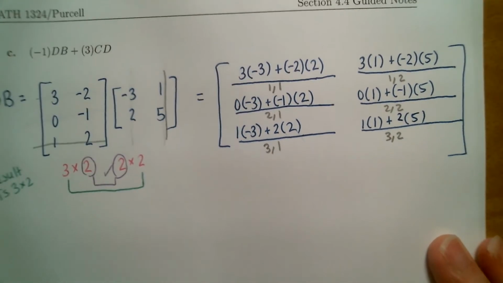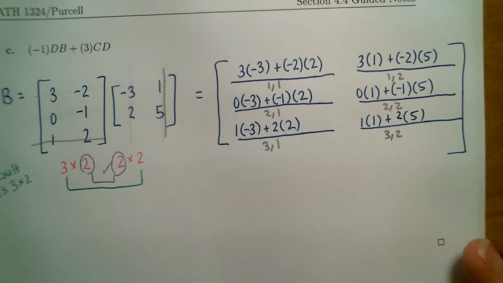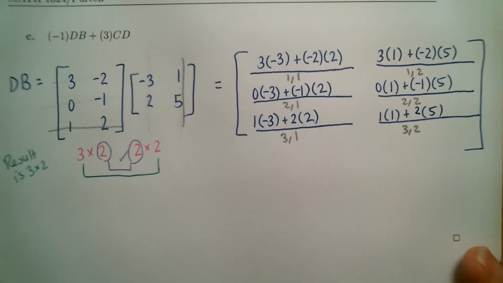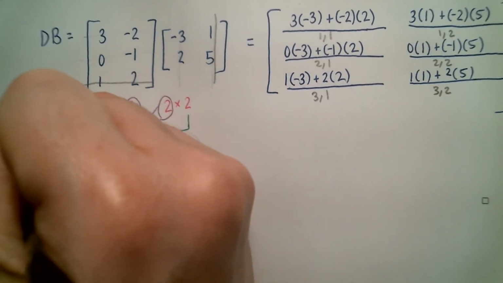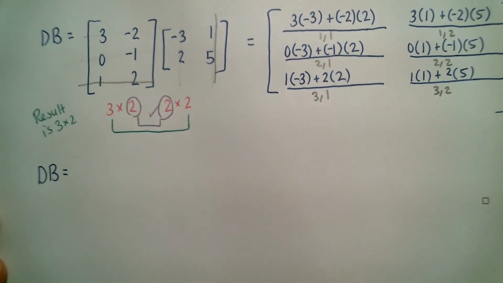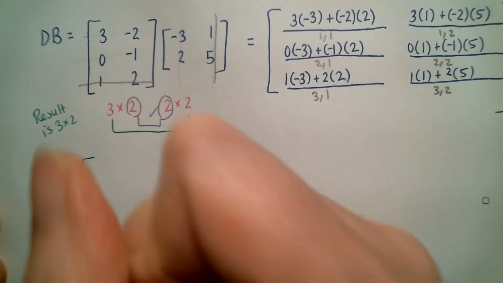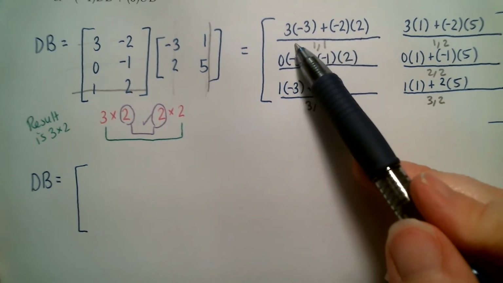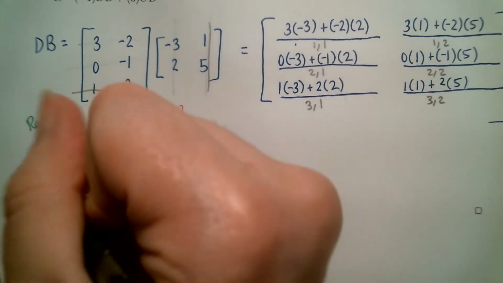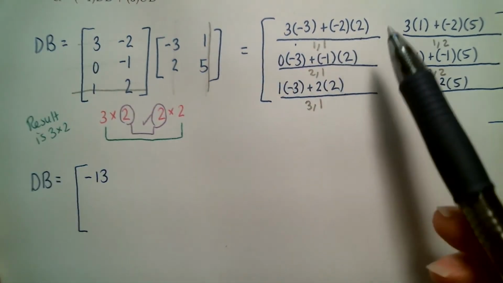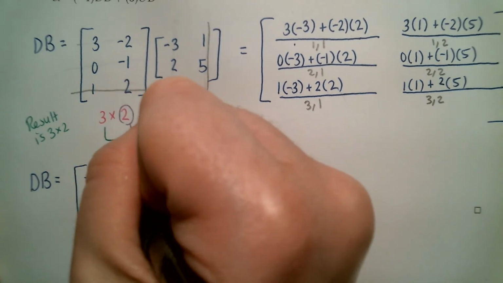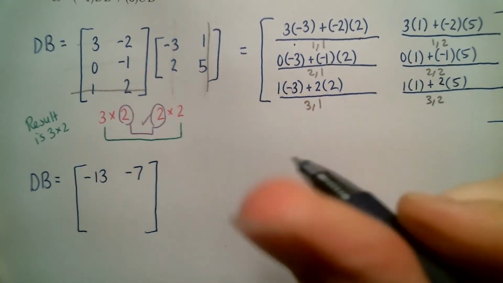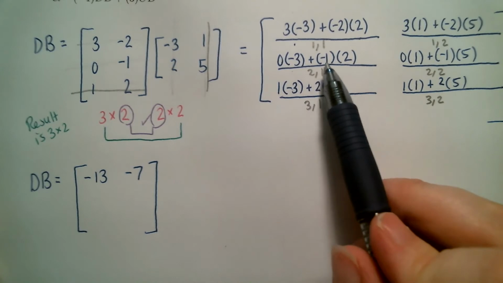So that's all the work, which you should show when you're doing this for me on a quiz or a test, so I can see how you got these numbers. I'm going to go over here and simplify this. So D times B is going to be, let's simplify. This is going to be -9 plus a -4, so that's going to be -13. And then over here is going to be 3 plus -10, so that's going to be -7. And then 0 plus a -2.